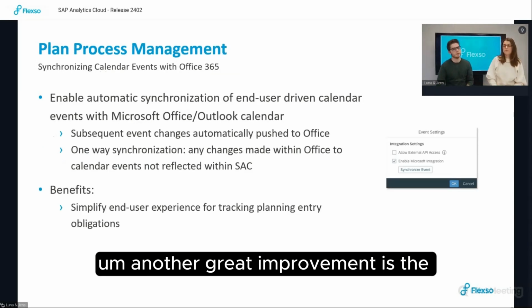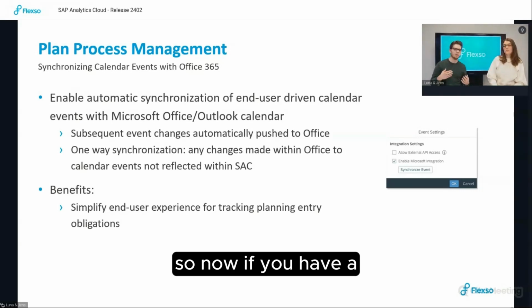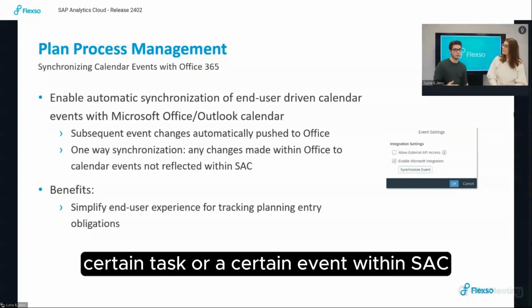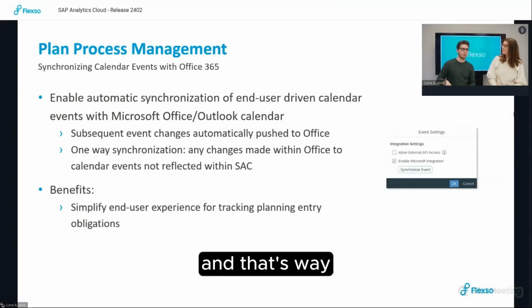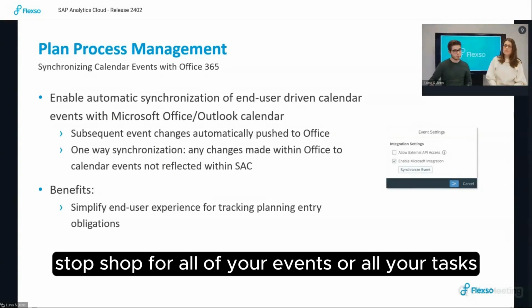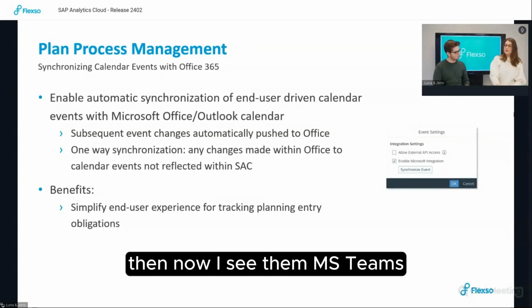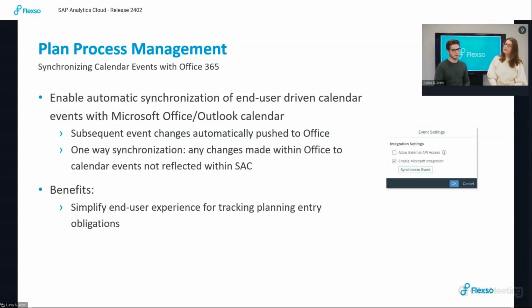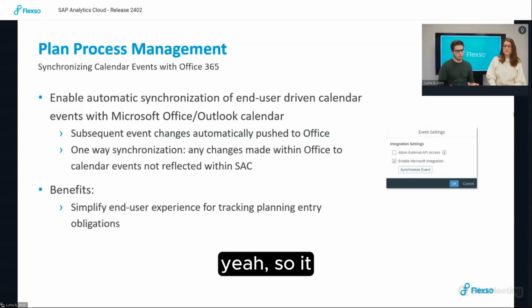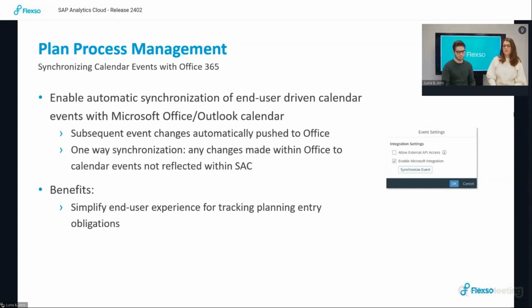Another great improvement is the synchronization to Office. So now if you have a certain task or a certain event within SAC, that can be pushed to your Outlook. And that way your Outlook becomes a one-stop shop for all of your events or all your tasks. Yeah. So if I, for example, have a task in the calendar in SAC, then now I see it in Teams, so I don't forget that I actually need to do something, for example. Exactly like that, yeah. So it very much simplifies the experience for the end user. Absolutely.